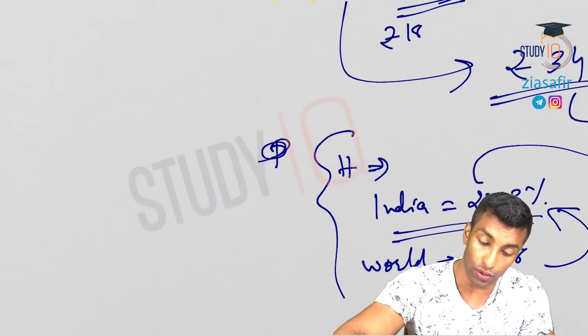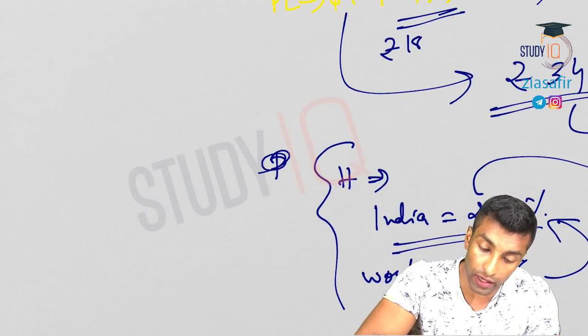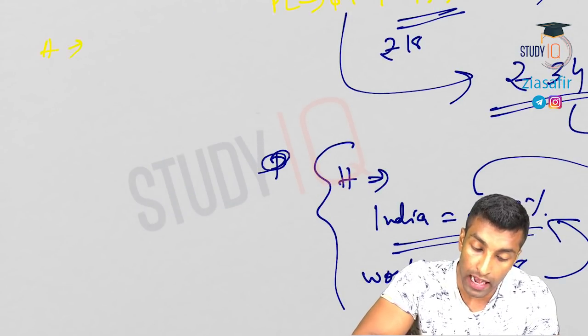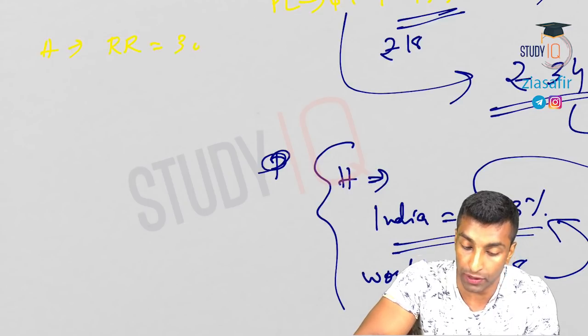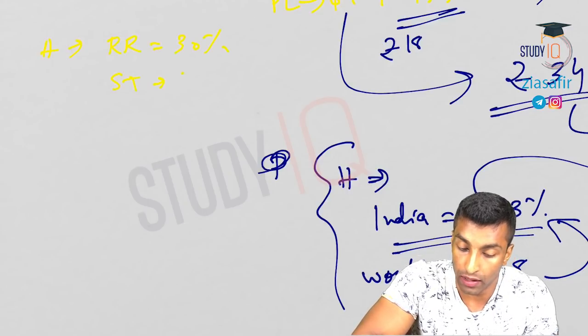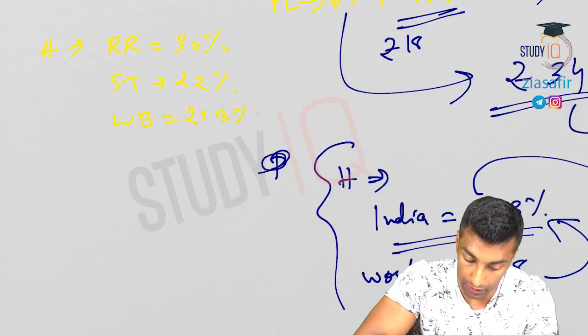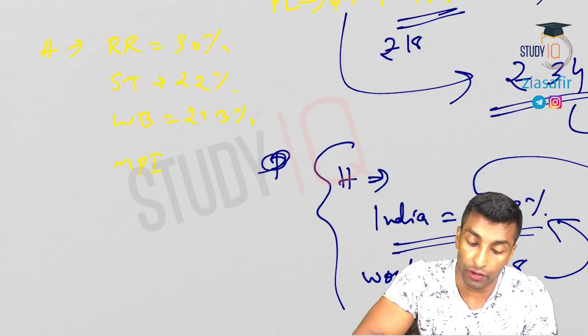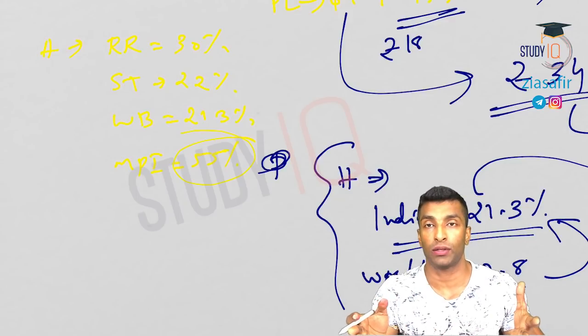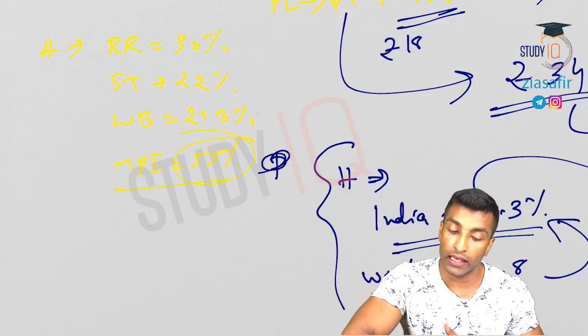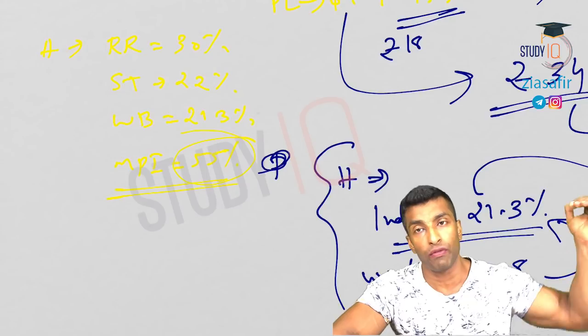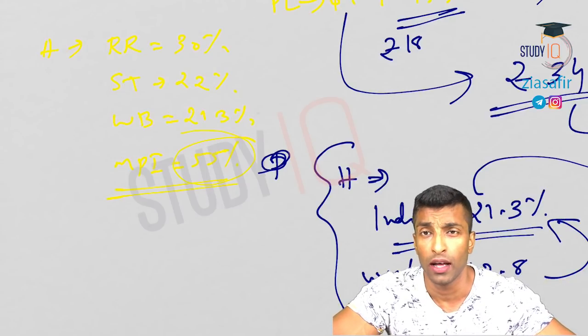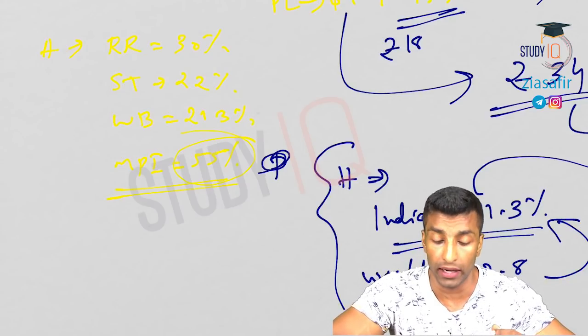Now see the different poverty ratios. As per Rangarajan it is 30%, as per Suresh Tendulkar 22%, as per World Bank 21.3%, and as per MPI it was 55%. Why this huge difference? Because of 10 indicators. Which one is better? Obviously MPI is much better because every element which is required as per basic amenities is taken into consideration.